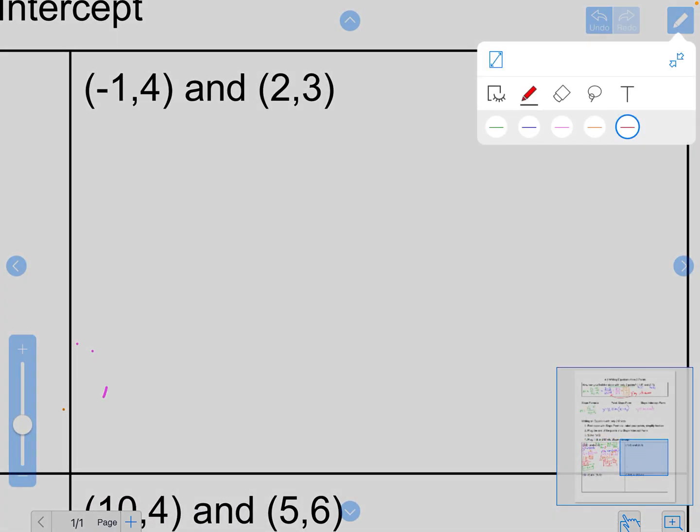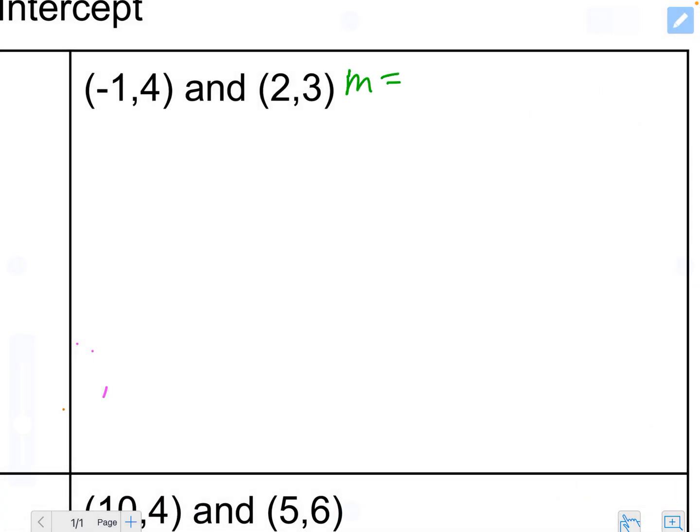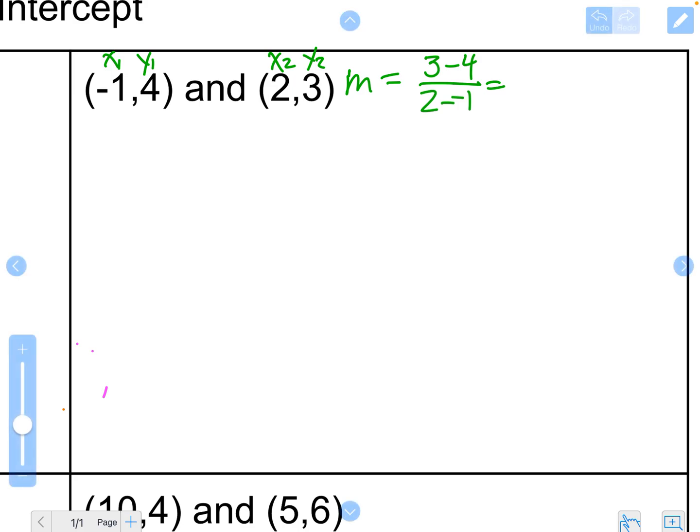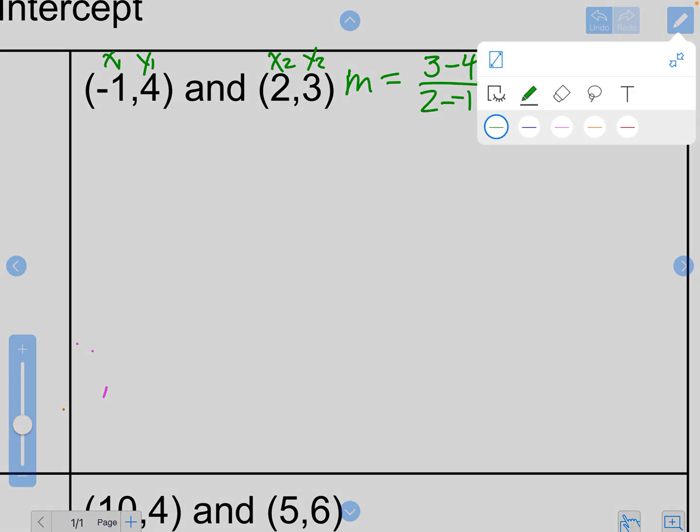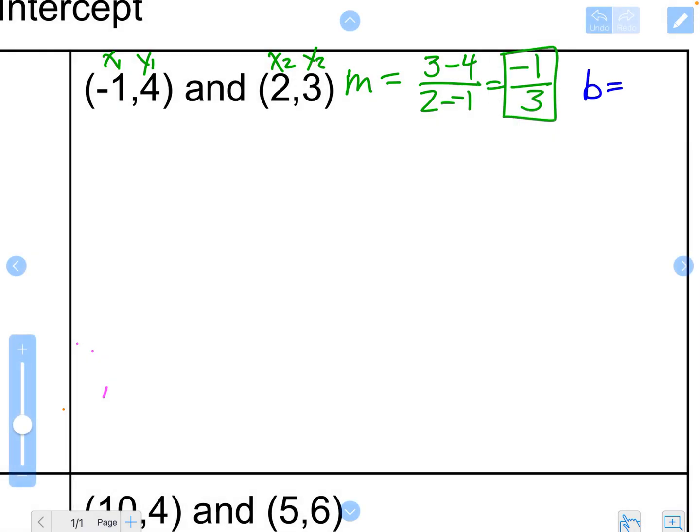So same thing, we need to find our slope. So again, x1, y1, x2, y2. So 3 minus 4 over 2 minus a negative 1. So we get a negative 1 over 3 is our slope. Now we need to find our b.